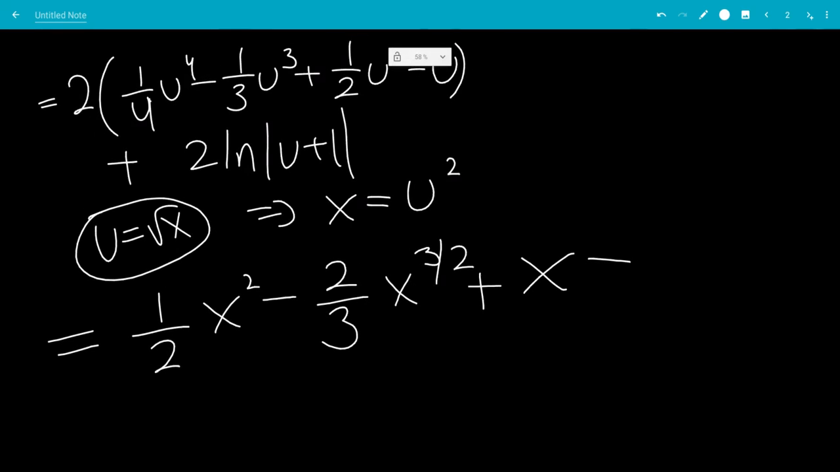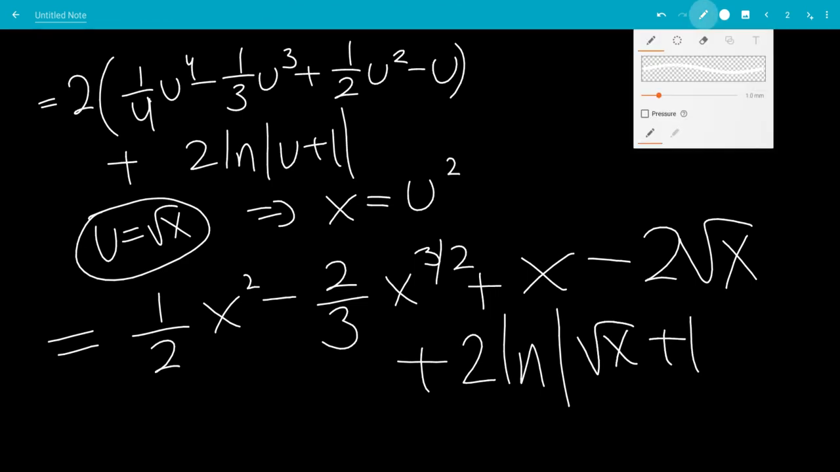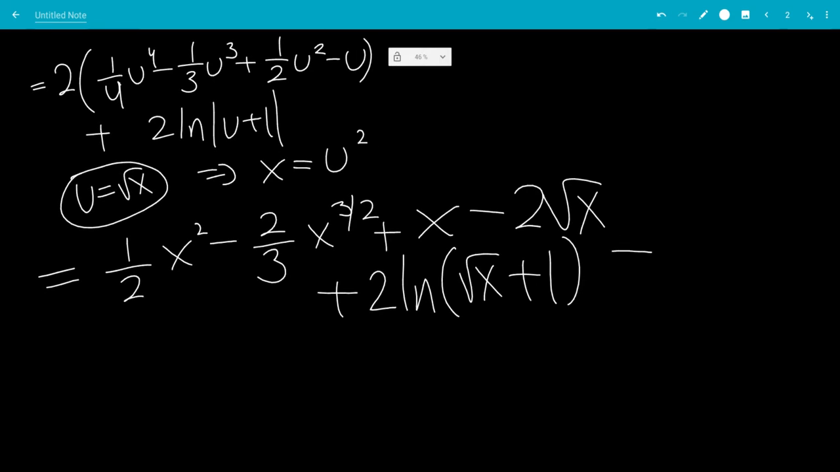And finally we have 2u, which is the square root of x, plus 2 times ln absolute value of the square root of x plus 1. But because the square root of x is bigger than or equal to 0, this will just be plus 2 ln of the square root of x plus 1, without the absolute value, and then plus c.